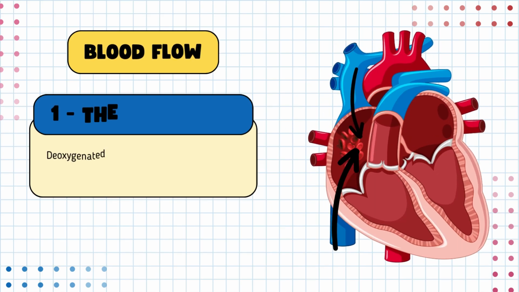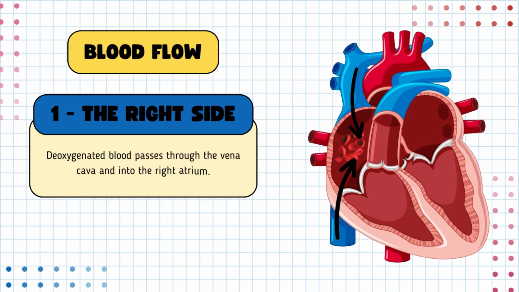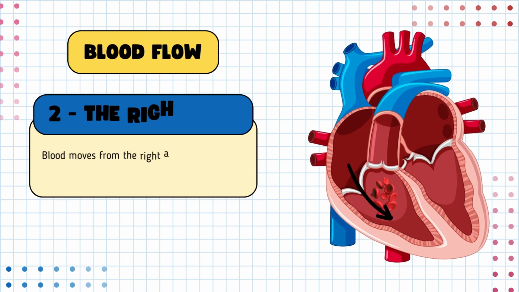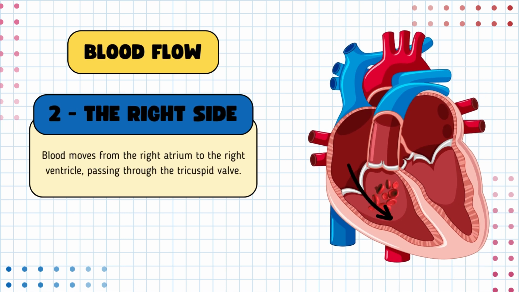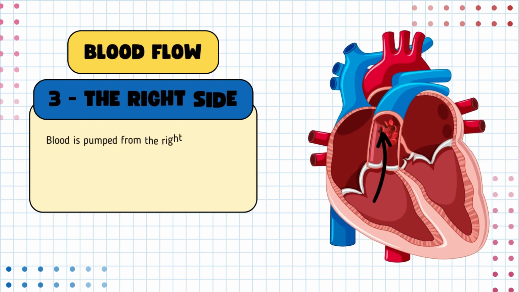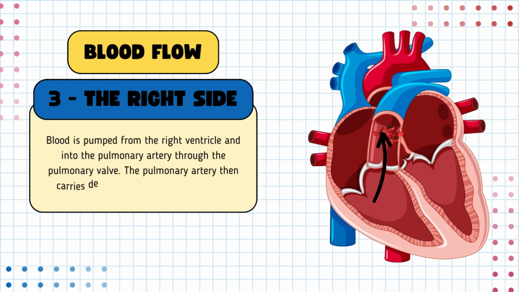To recap, deoxygenated blood passes through the vena cava and into the right atrium. Blood then moves from the right atrium to the right ventricle, passing through the tricuspid valve. Blood is then pumped from the right ventricle and into the pulmonary artery through the pulmonary valve. The pulmonary artery then carries deoxygenated blood to the lungs.